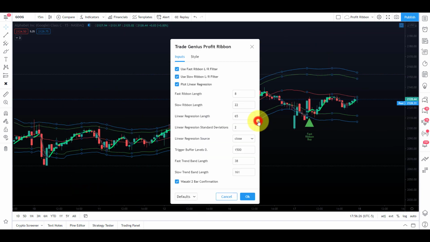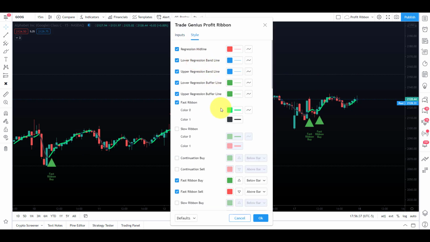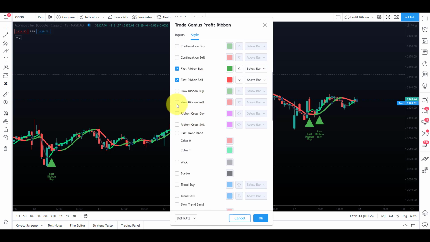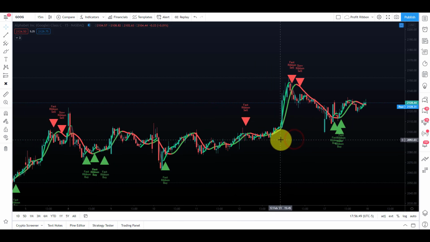So let's turn off the linear regression because I think you guys have a pretty good idea of how that works. And we'll go back to 800. And let's go ahead and turn on the slow ribbon, and we'll turn on the slow ribbon buy and sell. Okay, so this is pretty much your default.